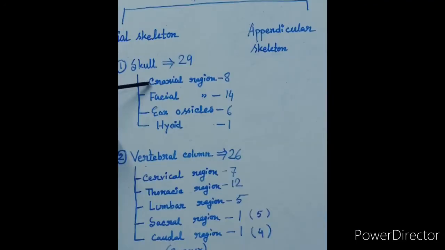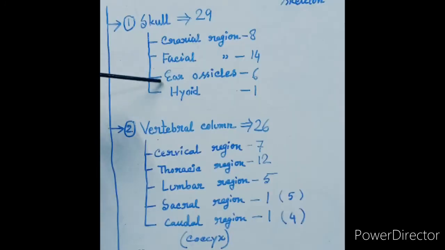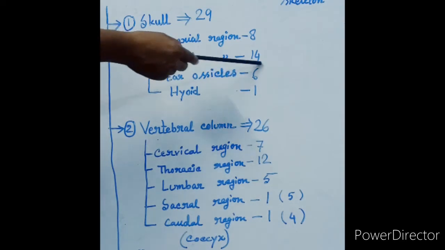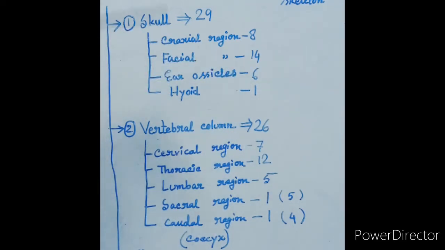I have discussed the cranial region bones, facial region bones, the names of the bones. Now the third one, that is the ear ossicles. Now in these ear ossicles, I told that 6 bones are there. So in the right ear 3 bones and in the left ear, middle ear 3 bones. So total 6 bones in 2 ears are present.